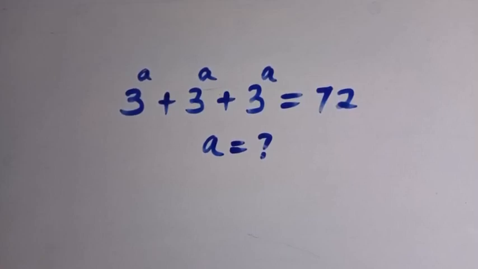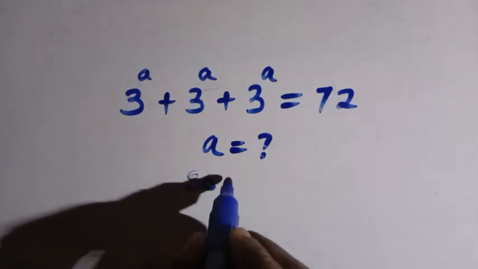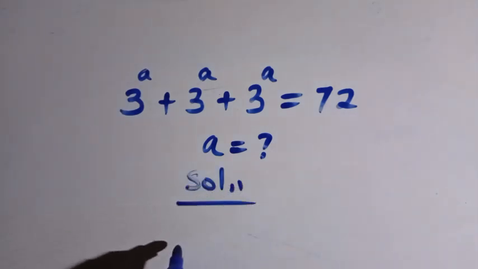How to solve these nice exponential equations? We have 3 power a plus 3 power a plus 3 power a equals 72. Let's see how we can find the value of a here. So the first thing we consider here is the solution.